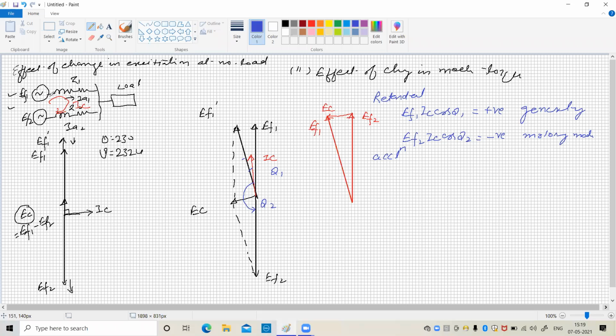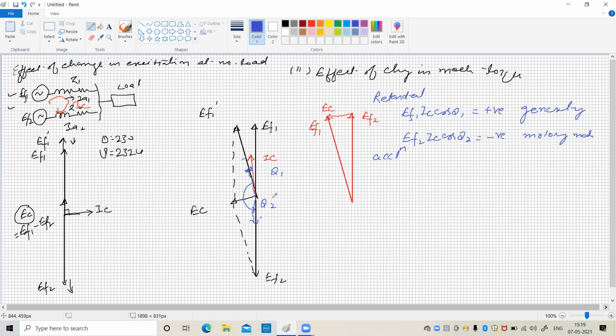Suppose the circuit is only resistive. The current is in phase with the voltage, and also in phase with EF2, so there are no separate generating and motoring modes. Both are in the generating mode, and this synchronization will not happen.